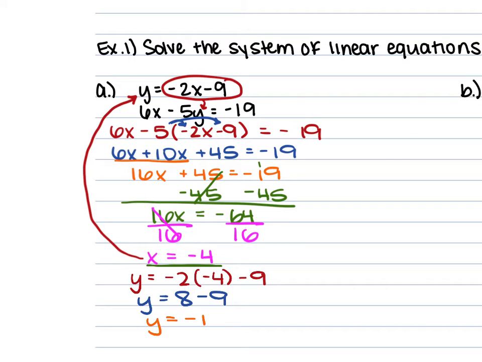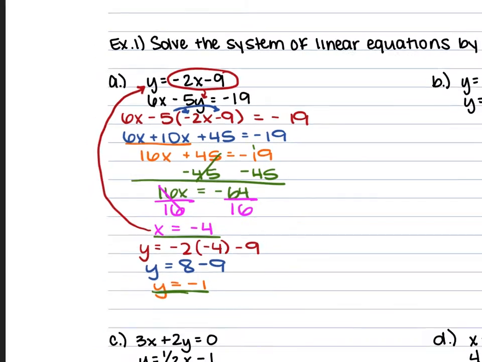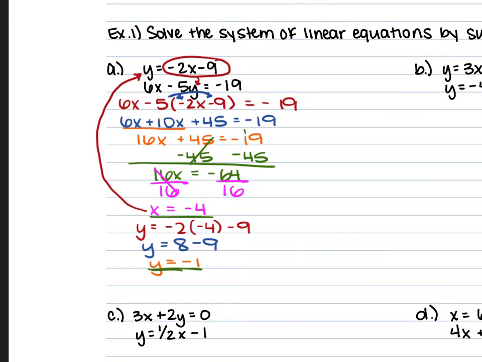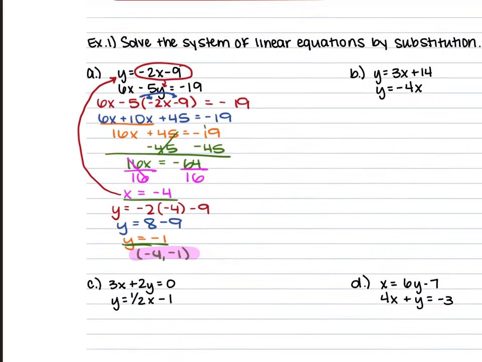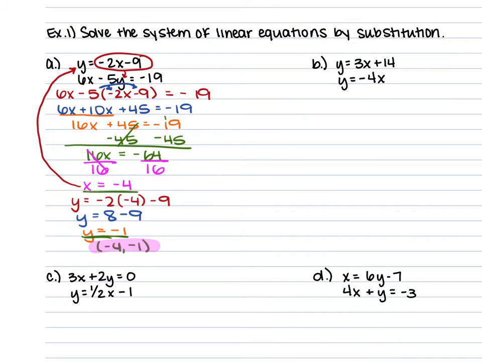Now you have x is equal to, you have y is equal to, so make an ordered pair out of these two. If x is equal to negative 4, y is equal to negative 1, that ordered pair, that's your solution, is negative 4, negative 1. For example B, we're given y is equal to 3x plus 14, and y is equal to negative 4x. Both of these equations, your y is equal to something.